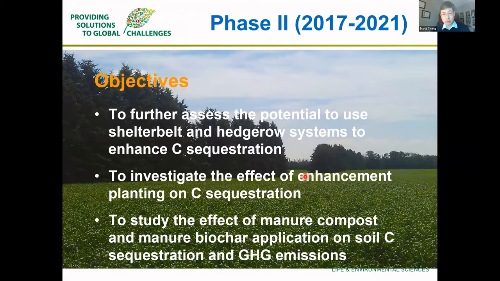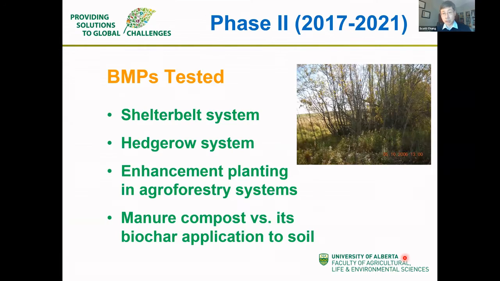And we wanted to see if we do that enhancement planting, what might be the impact on carbon sequestration, including greenhouse gas emissions as well. And in the agricultural annual cropping systems, we then designed a treatment where we were looking at the effect of manure compost as compared to the manure compost biochar application on soil carbon sequestration and greenhouse gas emissions.